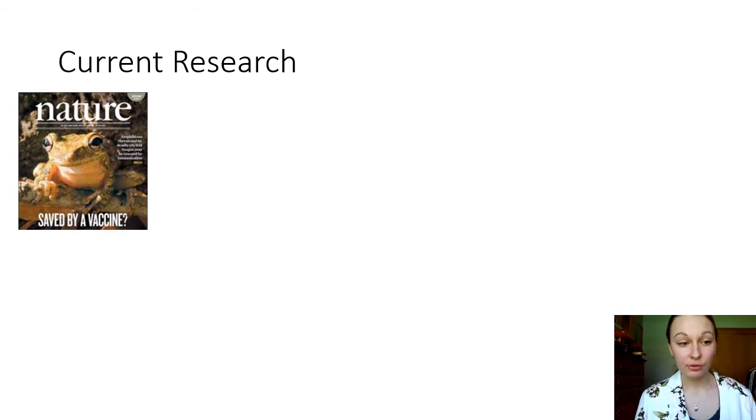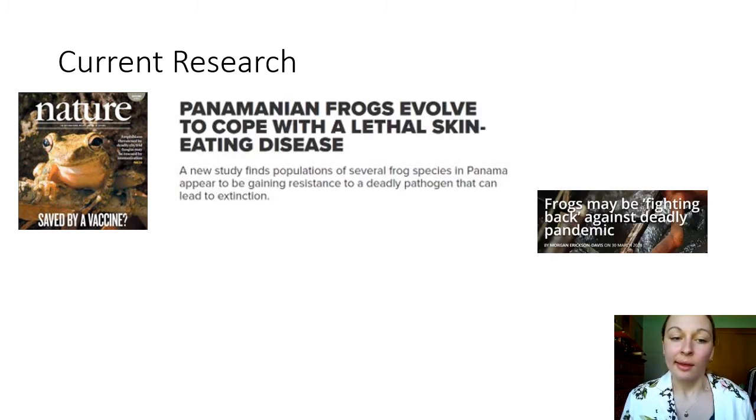And so current research that's being done, Nature published Saved by a Vaccine. This is a really cool discovery, but not super applicable to wild animals. This is good for pets and captive animals, such as in the zoos or something like that. Then these next two, there's research being done that evolution is kind of happening in front of us. So some frogs can survive this, and then if they go on to reproduce, their offspring have a good chance of also surviving it. So they can kind of outbreed the fungus, and eventually it won't have a negative impact on them anymore.